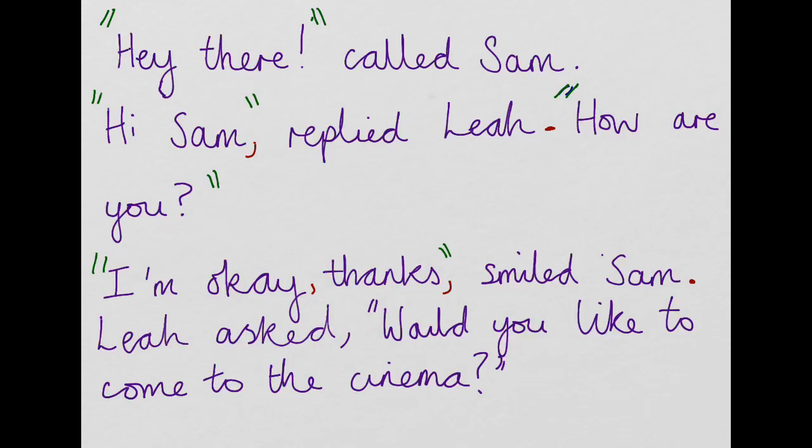The next rule is we need to make sure that we've got a new line for whenever we change the speaker. This helps our reader to identify who's speaking, because if you've got a long conversation, you're not necessarily going to put a reporting clause after every piece of speech, but you can show that it's somebody else speaking by changing the line. So this first line, we've got Sam speaking, then Leah speaks, so we change onto a different line. Sam speaks, so it's a different line, and then Leah speaks, so it's a new line.